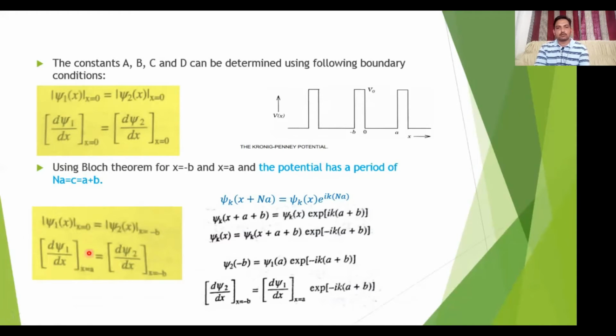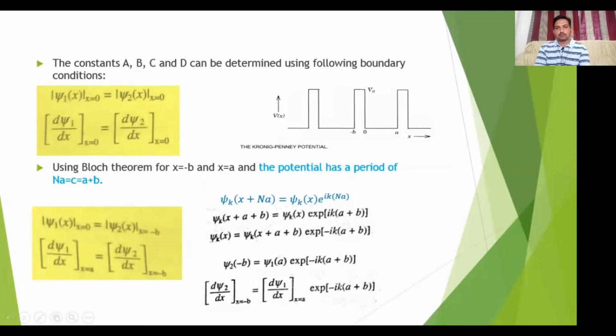So the fourth boundary condition is derivative of first wave function with respect to x at x is equal to A, and derivative of second wave function with respect to x at x is equal to minus B. And using Bloch function, you can modify these two boundary conditions. So in place of Na, you can write the period of our wave, which is A plus B. So here also you write A plus B.